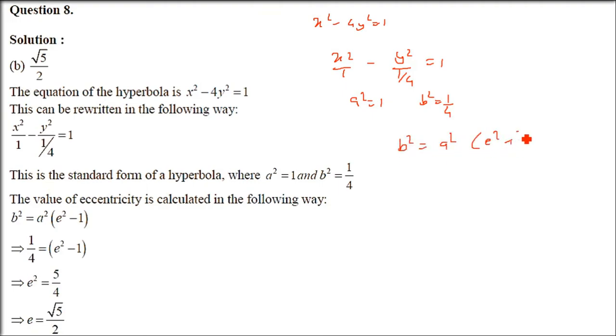So B square equals A square into E square minus 1. Put A square and B square, and you get 1 by 4 equals 1 into E square minus 1. 1 goes here, 1 by 4 plus 1 is 5 by 4. So E square you are going to get 5 by 4. Now you take the root. It's going to be root 5 by 2. This is the eccentricity. Question number 8.